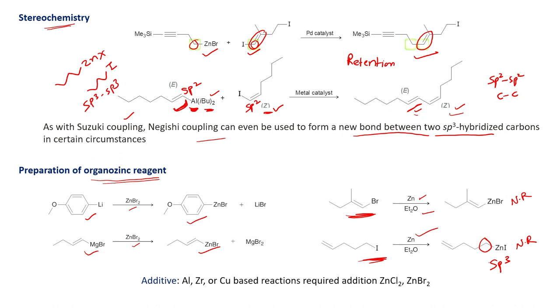Sometimes when you read a research article, you will see that in copper based chemistry, some people use zinc chloride or zinc bromide as an additive. They use it to enhance the rate of reaction. Or there are some reactions where, without adding these additives, zinc chloride and zinc bromide, the reaction does not happen.